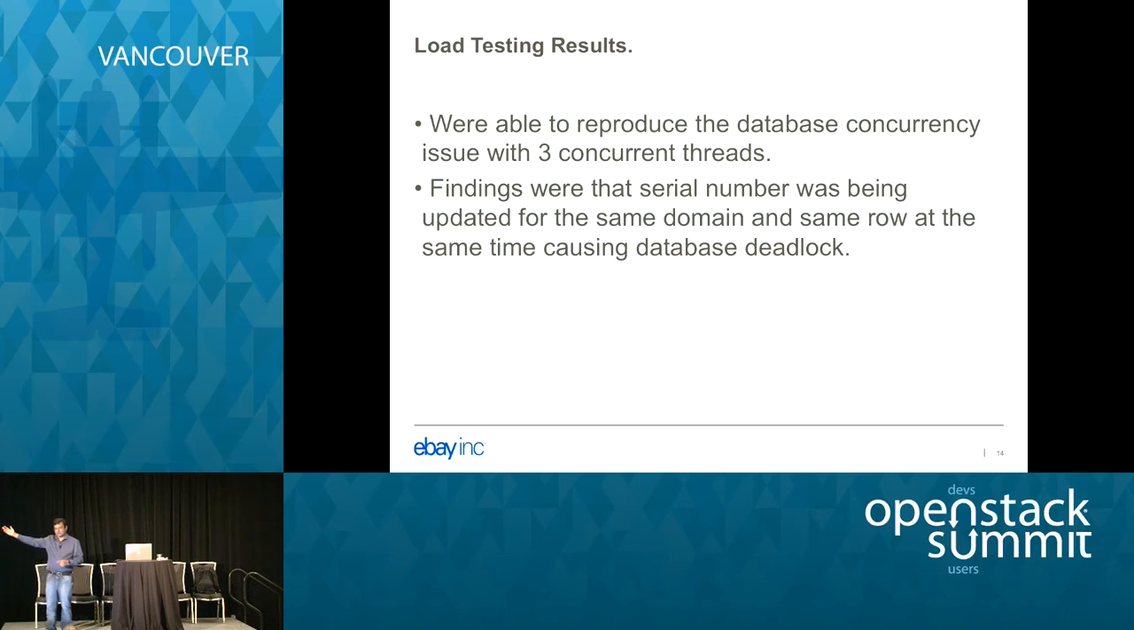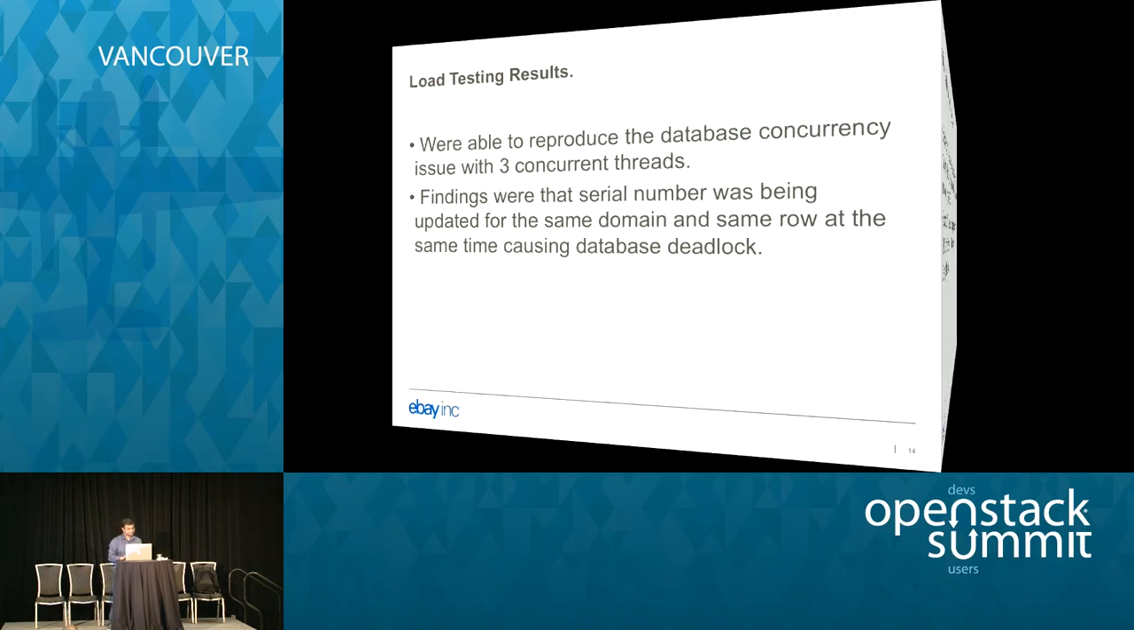And what happens is that if you have two changes for the same domain, it's going to try to increment the serial number at the same time. That causes a deadlock, because each time you update and increment the serial number, it has to lock the row in the database. But if two guys try to do that, there'll be a deadlock. So this is why the deadlock was caused.